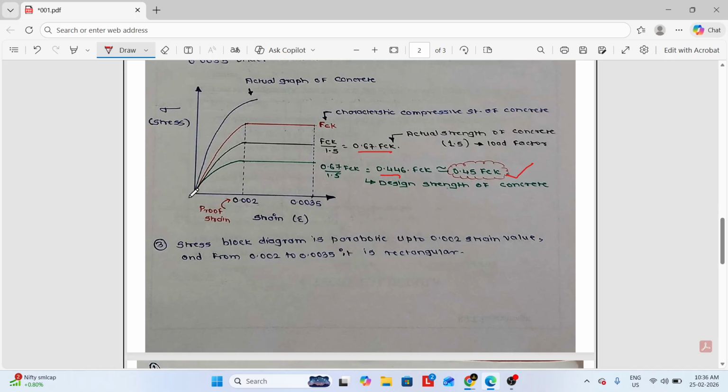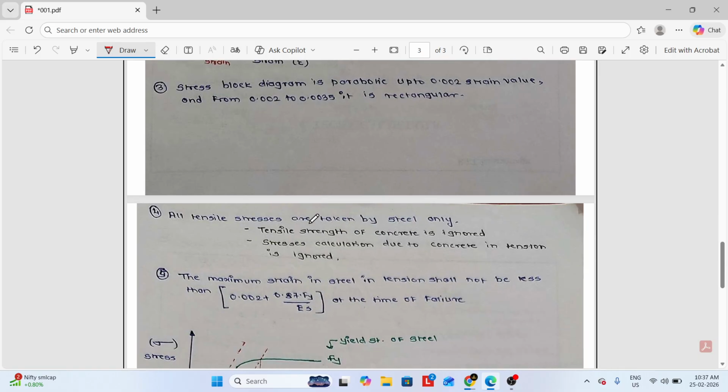The next assumption is that the stress block diagram is parabolic up to 0.002. As shown here, it is a parabolic diagram up to the 0.002 strain value, and from 0.002 to 0.0035 it is planar. We can see it as a rectangle.